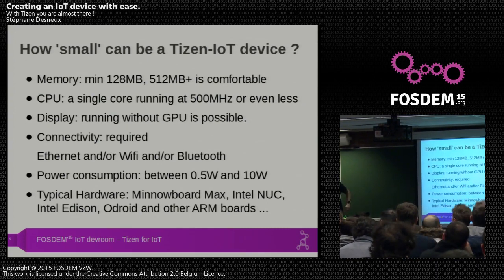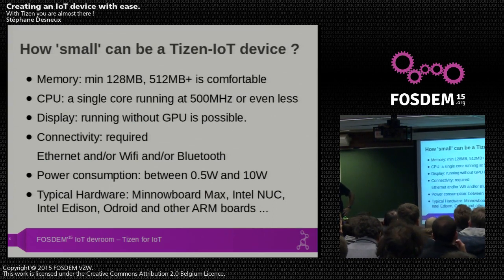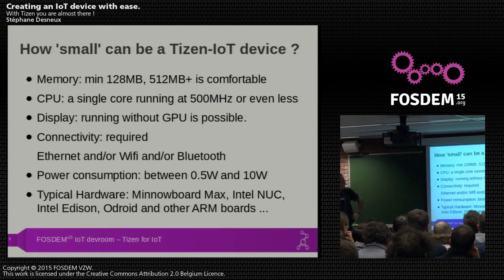One point is that connectivity is required because we are in IoT rooms. It doesn't make sense to not be connected. So we can have Ethernet or Wi-Fi or Bluetooth and any upcoming way of connecting things.